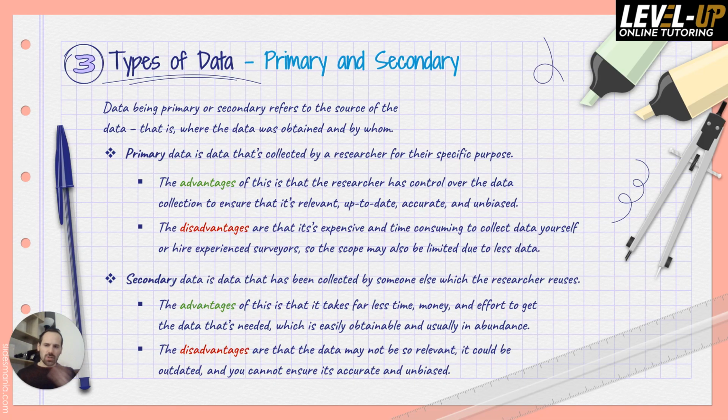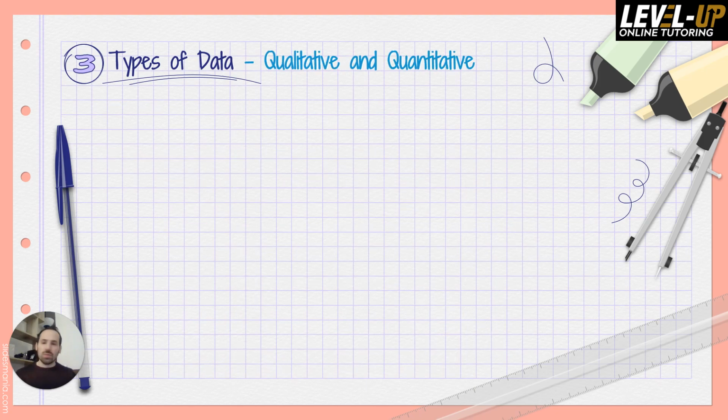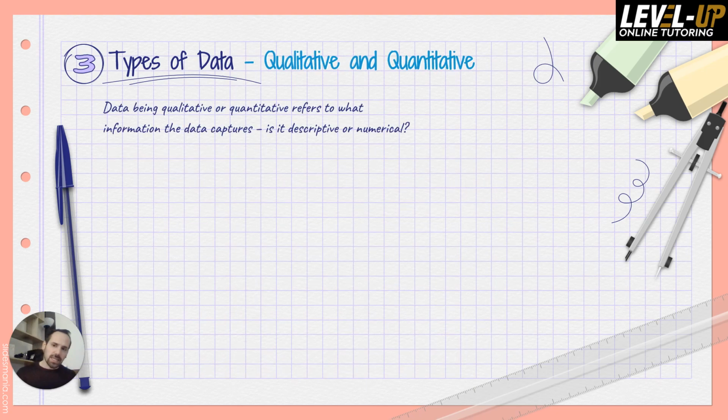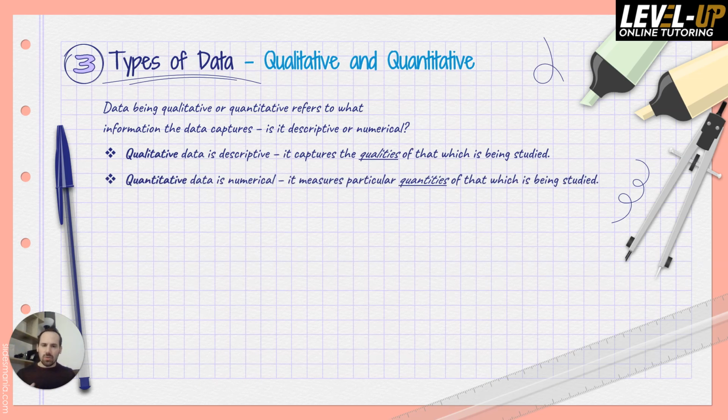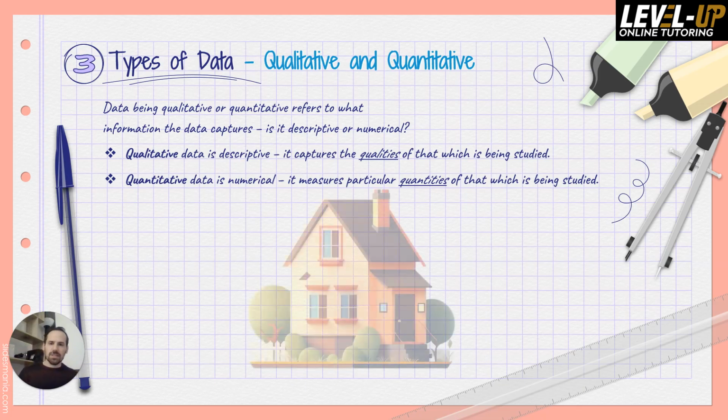So those are the pros and cons of primary and secondary data. We've also got qualitative and quantitative data. So this is the type of data we're collecting. Is it descriptive or is it more numerical? So qualitative data is descriptive. It captures the qualities that are being studied, whereas quantitative is numerical. So it's the quantities that are being studied.